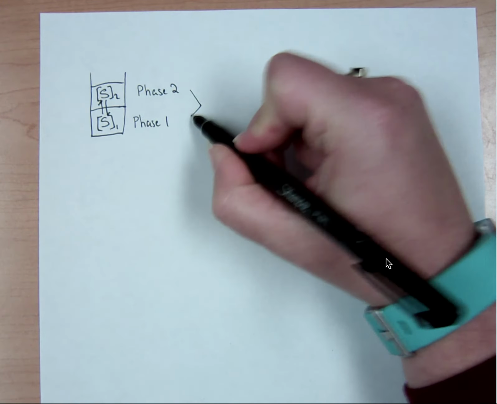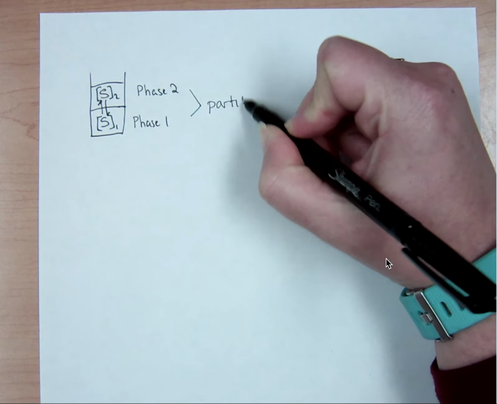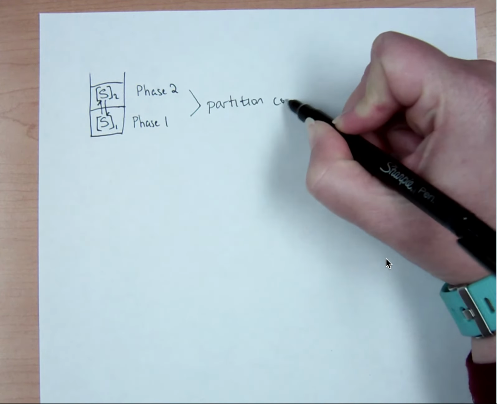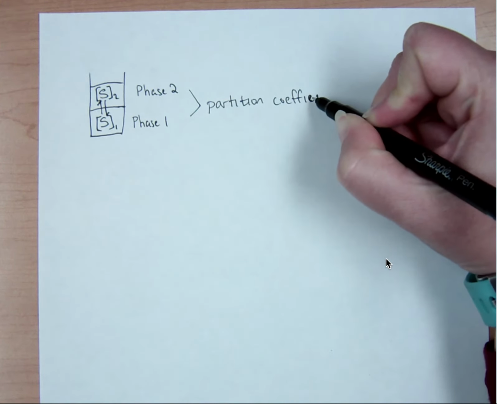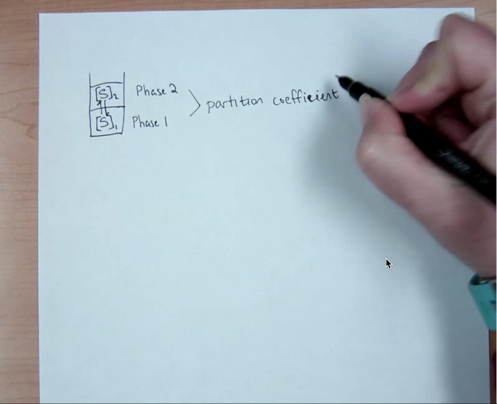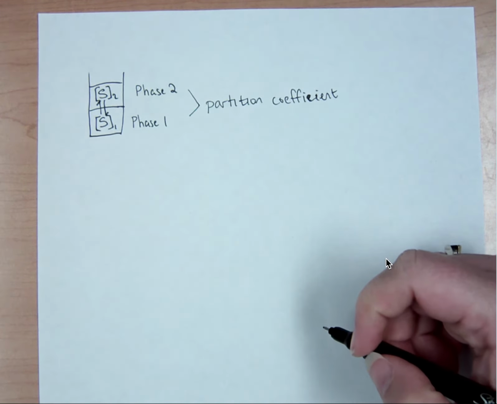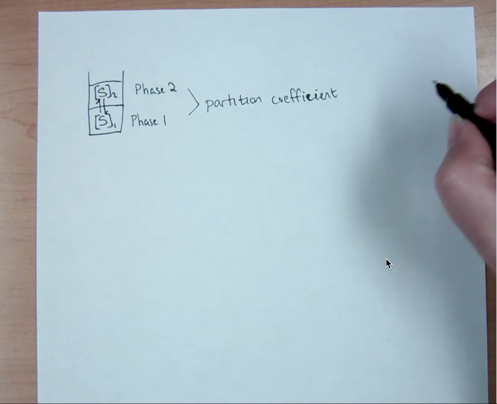We're going to talk about a partition coefficient. Partition coefficient. And just like other equilibria coefficients, we're going to describe this with a value K.